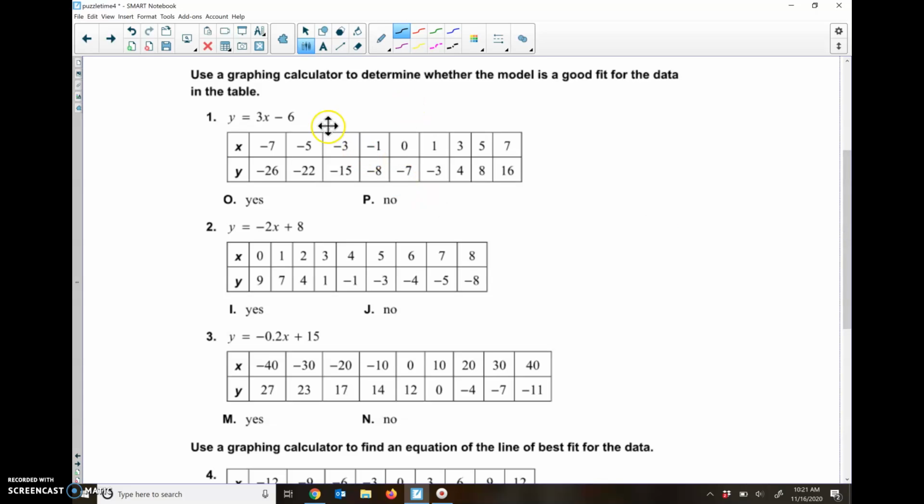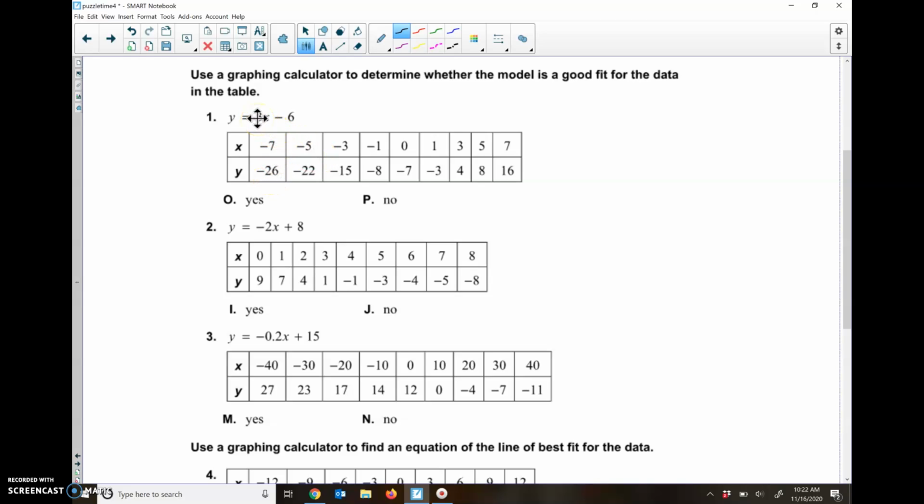So on 1, 2, and 3, they give us an equation, and then they give us a table. And we're just going to say yes or no, is that equation a good fit for the table? Pretty much we're going to plug in some numbers into this equation and see if it works. Like if I plug in -7 here, 3 times -7 is -21. -21 minus 6 is -27. -26 and -27, pretty close.